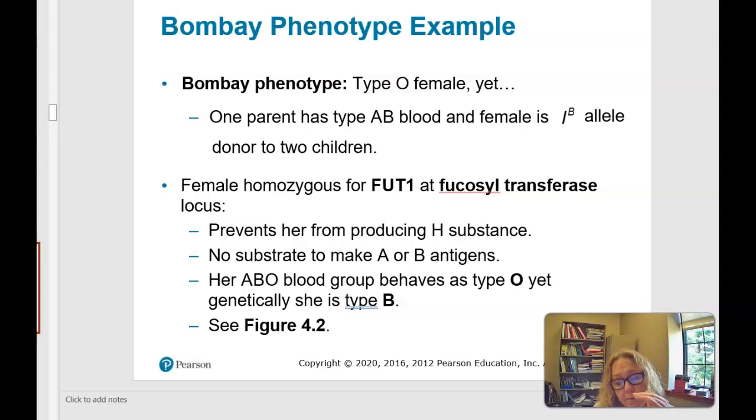So the Bombay blood type trumps everything. It doesn't matter what your real genetic blood type is, because you're not making an antigen anyway, because the FUT1 gene doesn't allow your body to make an antigen. So it sort of masks the ABO blood type. You can be genetically a type A or a type B, but you're not going to behave that way. You're going to be phenotypically an O. This really helps to explain it when parents have type questions. You can say, oh, it could be the Bombay blood type.